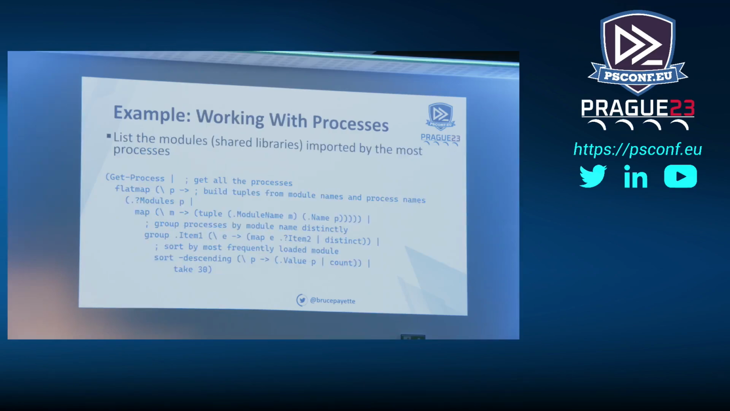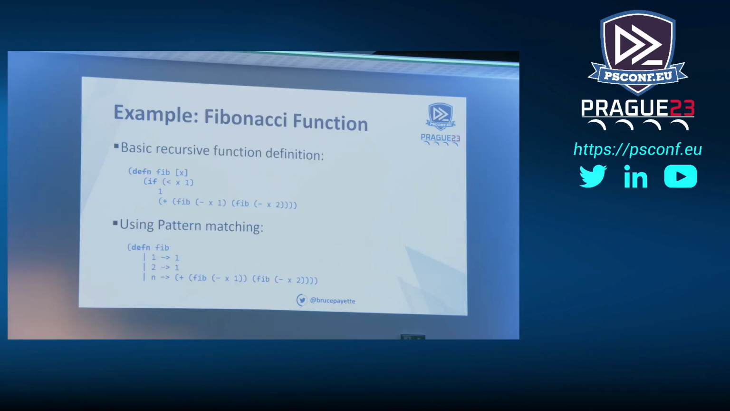Working with processes, this one is kind of cool. It gets a list of all the processes, figures out all of the processes that have a particular module, a DLL loaded, and then returns it by DLL. So each entry in the group is a DLL, and the value of that group is a list of processes that have that member, if that sounds correct.